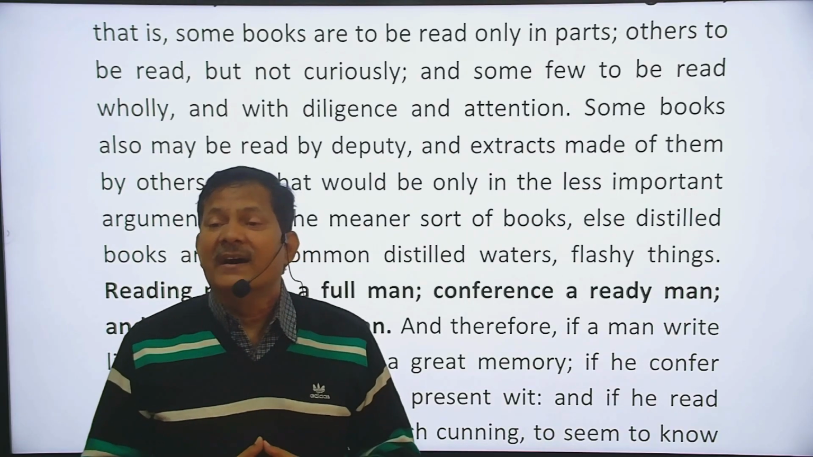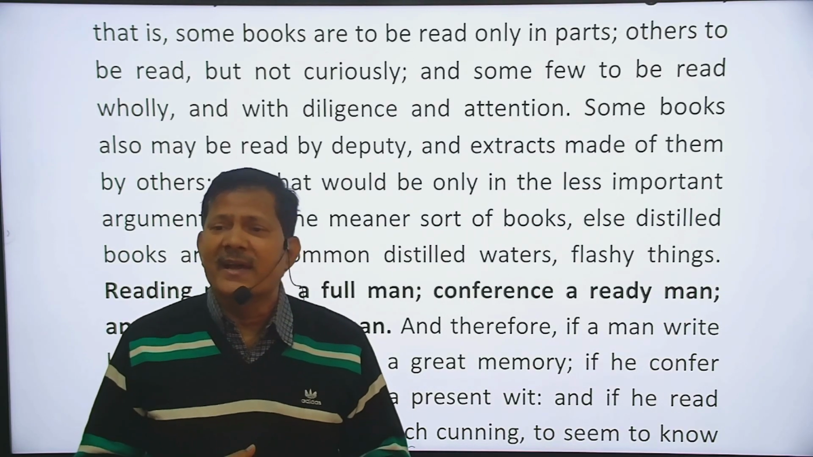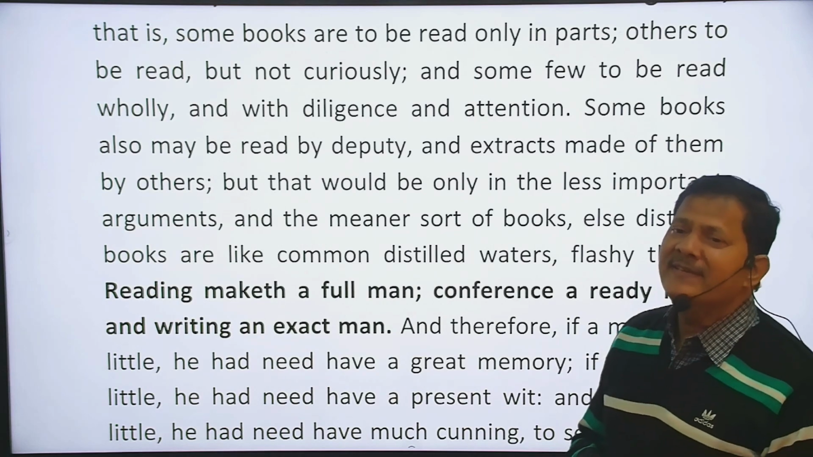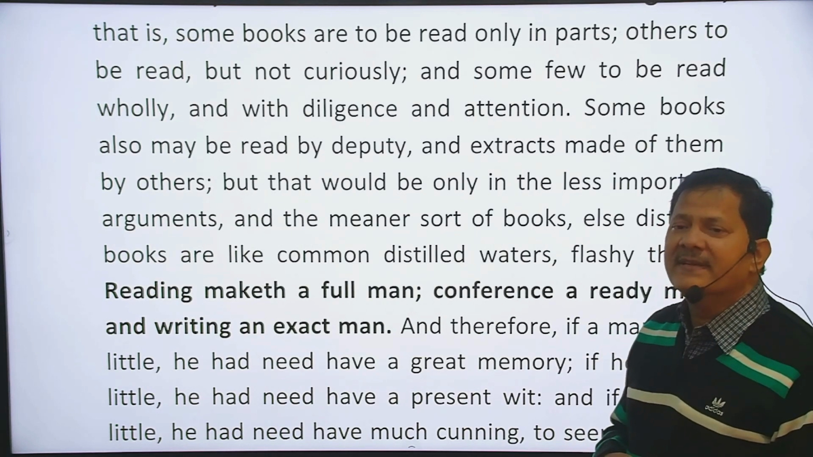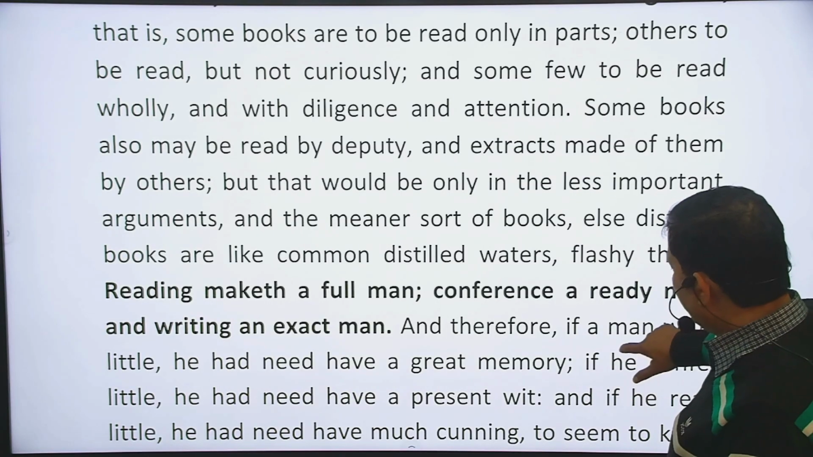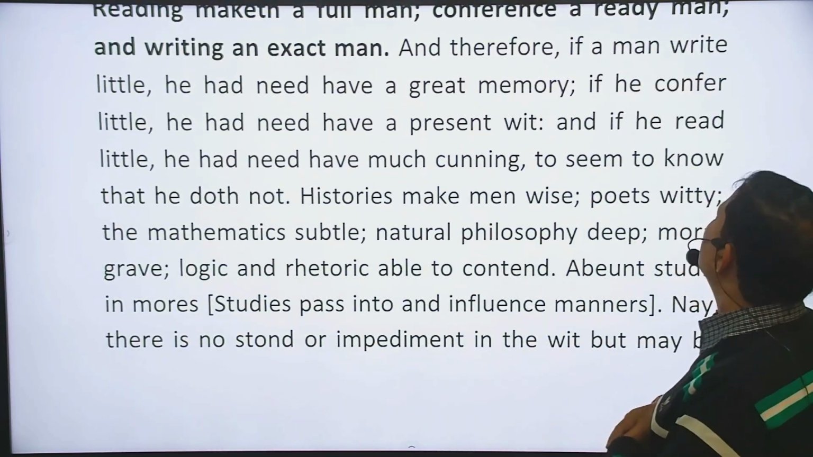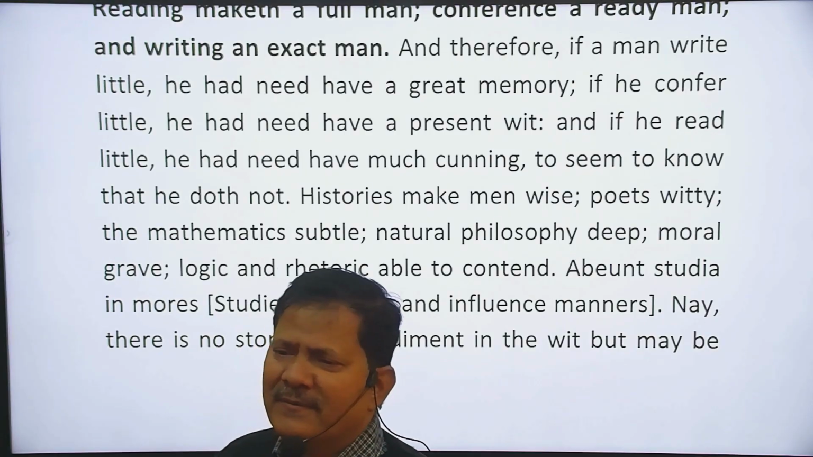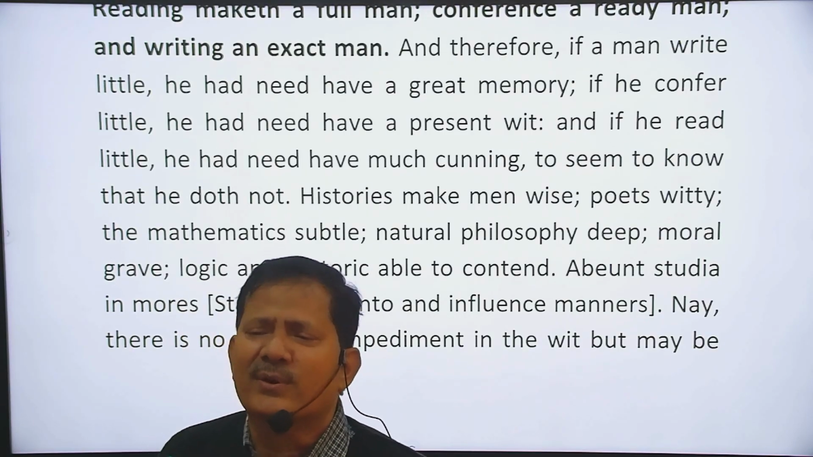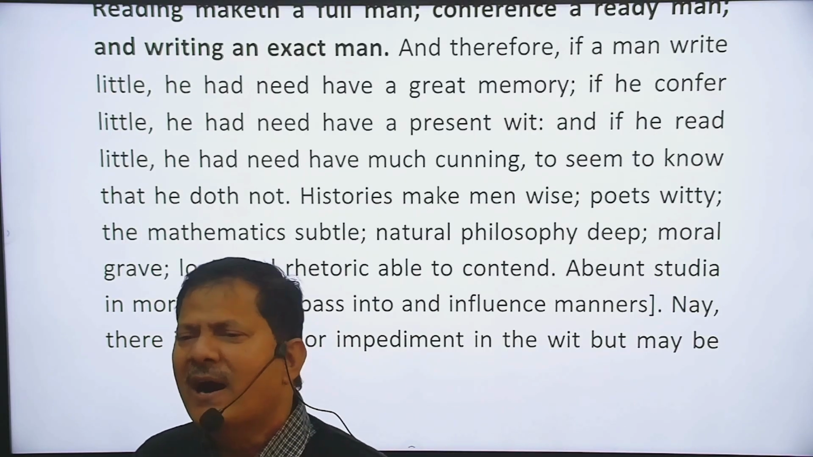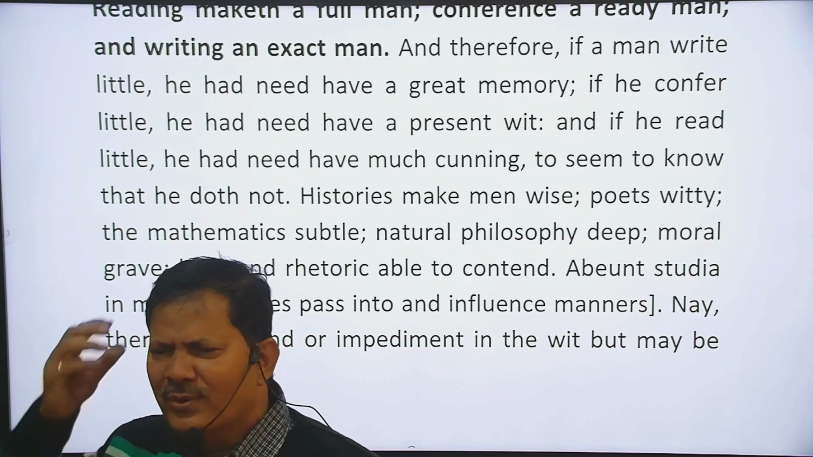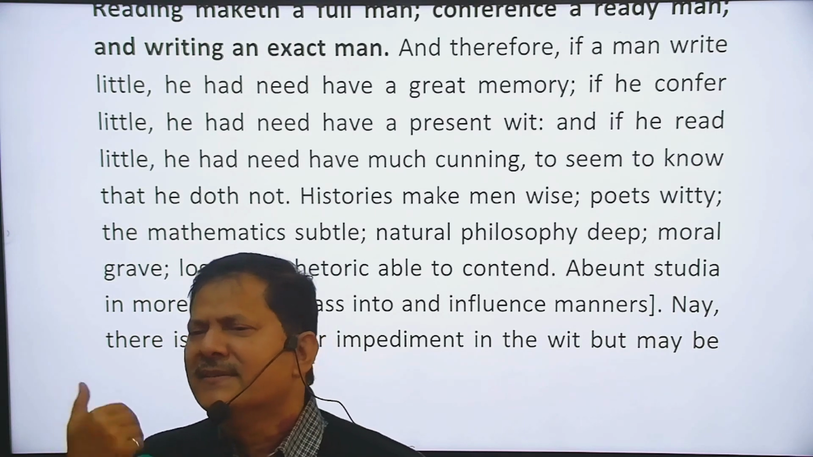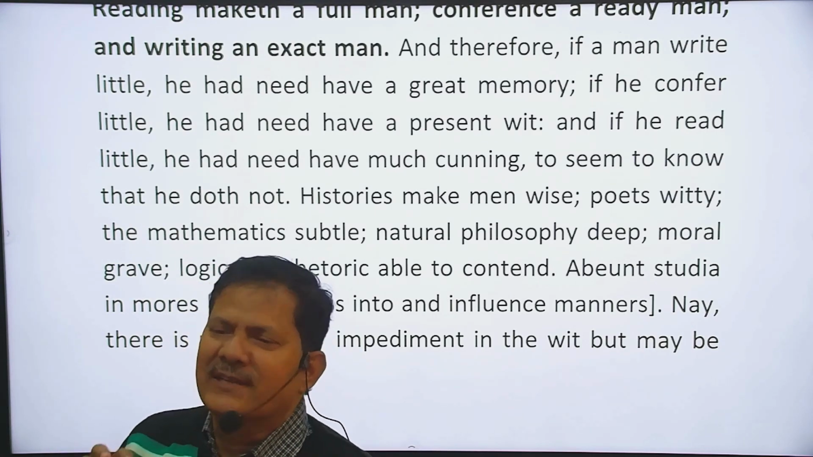And if he reads a little, he doesn't read at all, reads almost nothing, then you need to have the art of fooling people. He had need have much cunning. So what should he have? Cunning, to seem to know that which he does not. He makes you feel that he knows the thing that he doesn't know. You ask something and he will make this clear from you without letting you know that he doesn't know.